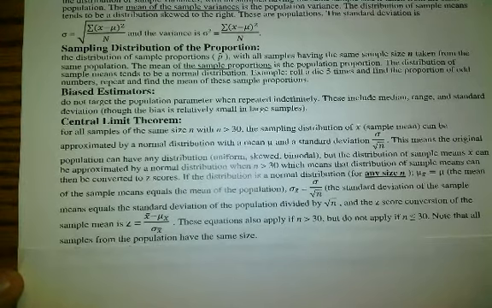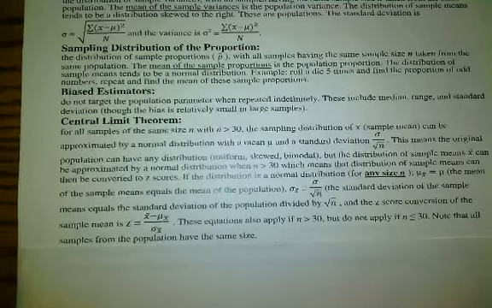This means the original population can have any distribution, uniform, skewed, bimodal, but the distribution of sample means can be approximated by a normal distribution when n is greater than 30, which means that distribution of sample means can then be converted to z-scores. If the distribution is a normal distribution, then you do not need that requirement that n has to be greater than 30. But it could be something else, and as long as n is greater than 30, then the distribution of sample means can be approximated by the normal distribution.